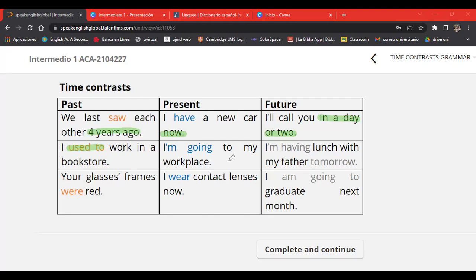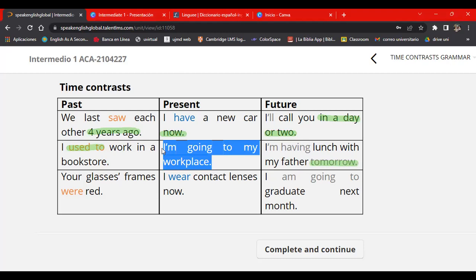In sentence 2, I'm going to my workplace. Do we have a time expression? No. Future: I'm having lunch with my father tomorrow. Do we have a time expression? Yes, tomorrow. Okay. Now, I'm going to take this one as an example: I'm going to my workplace.